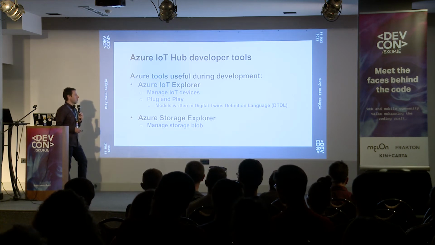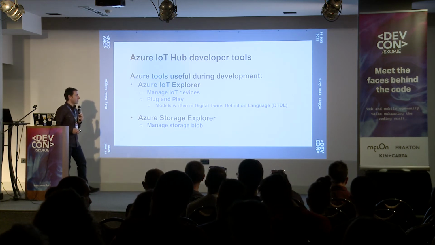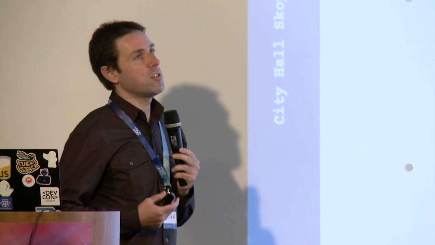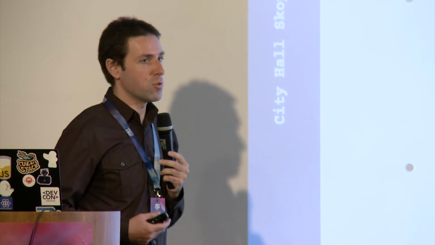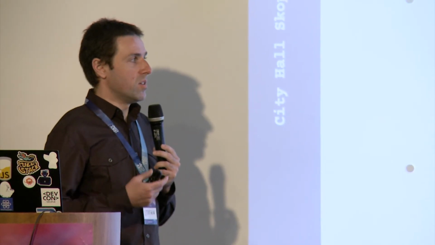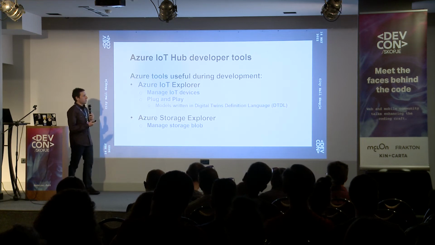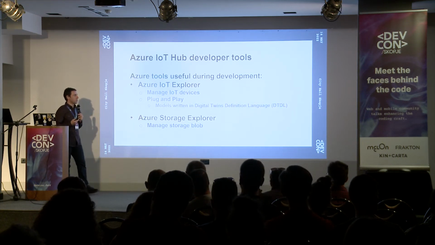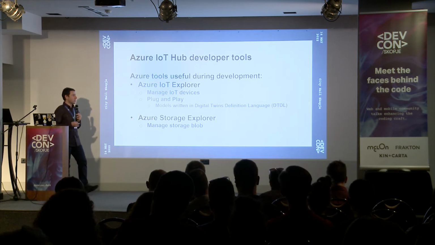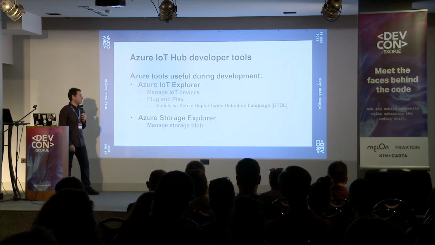And one new feature is plug and play, where you need to write a model. A model is actually the objects that will be used for the communication. You define them in the new Digital Twin Definition Language. Later on, you will have a better UI in the IoT Hub Explorer to see the data, not just raw data in JSON.